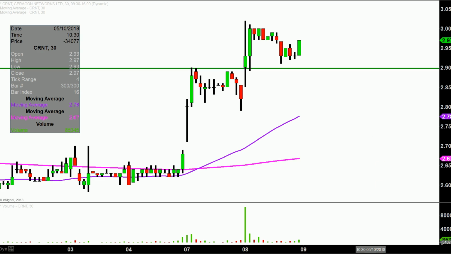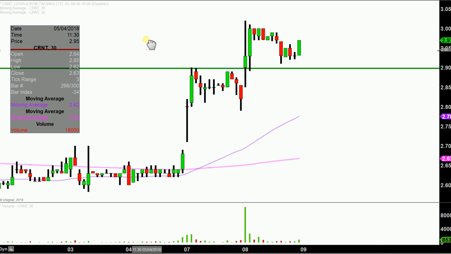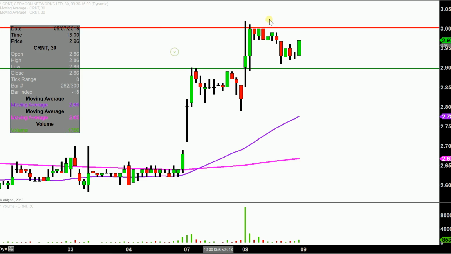What about levels of resistance? As it stands right now, the key level of resistance is right up here at the $3 mark. So yeah, a couple times the price very slightly broke up above there, but for the majority, $3 seems to be public enemy number one going forward.